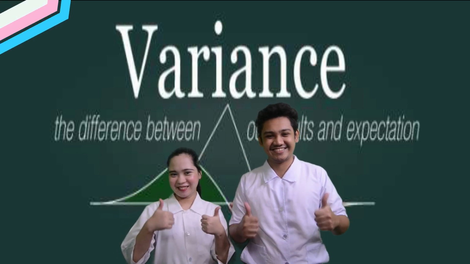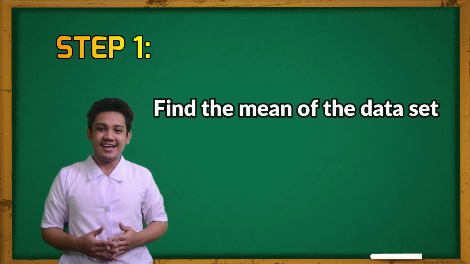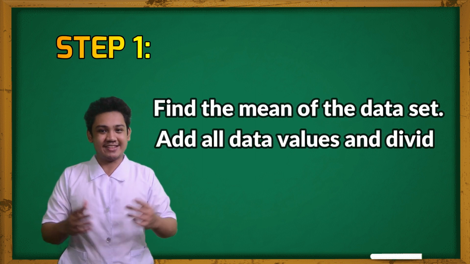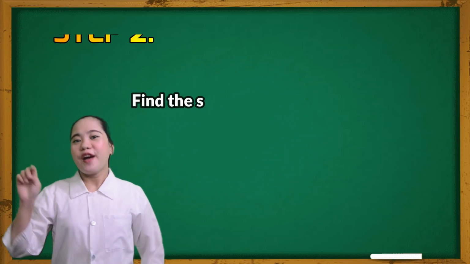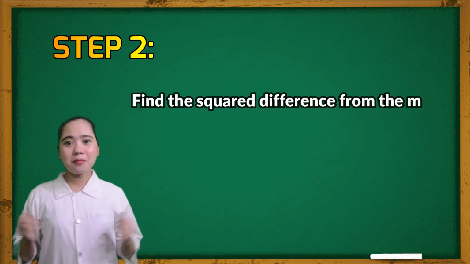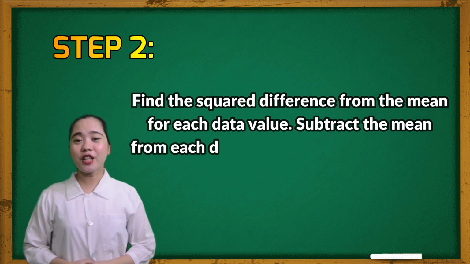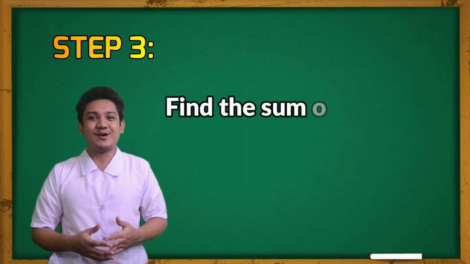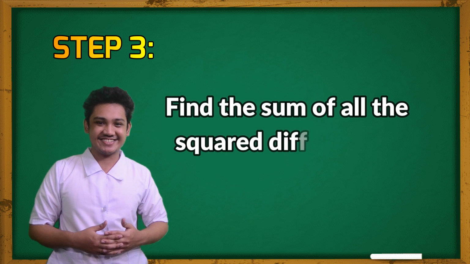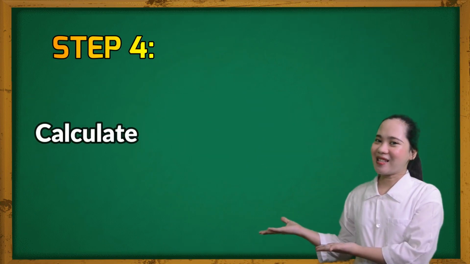variance. Step 1. Find the mean of the data set. Add all data values and divide by the sample size. Step 2. Find the square difference from the mean for each data value. Subtract the mean from each data value and square the result. Step 3. Find the sum of all the square differences. And the last step is calculate the variance.